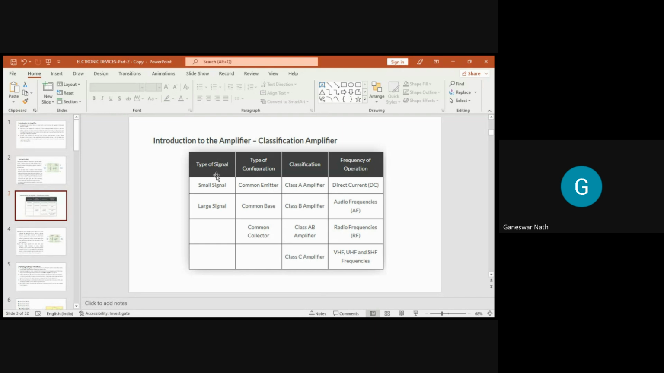See here, the types of signal are small signal and large signal. The type of configuration you can see is common emitter, because you have seen the transistor: common emitter, common base, common collector. I put the transistor types as different amplifiers like common emitter, common base, common collector.